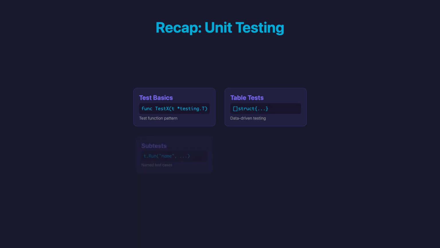Let us recap unit testing in Go. Test functions start with Test and take testing.T for reporting failures. Table-driven tests use a slice of structs for clean, data-driven testing. Subtests with t.Run let you name and selectively run test cases. Test helpers with t.Helper keep error messages pointing to the right place.